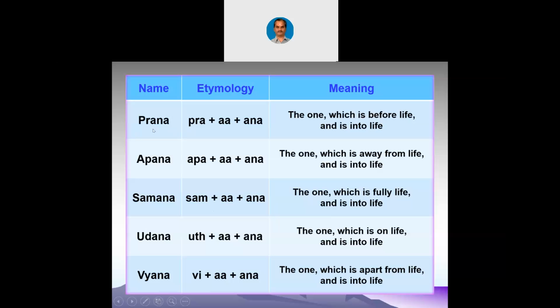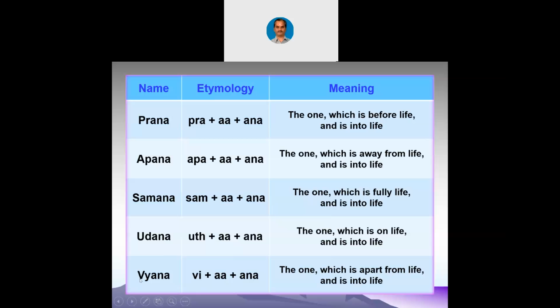You already know about prana. Coming to apana, it is at the belly region or below the navel region. Which is away from life and is into life means apana contributes to expelling the toxins from the body, the feces and the urine. Now they are away from life, but they are actually into life in the beginning. Again samana, which is fully life. It is the digestion and the absorption of nutrition. That means it is fully into life. Now ut means which is on life, at the head region, which is slightly above prana itself.